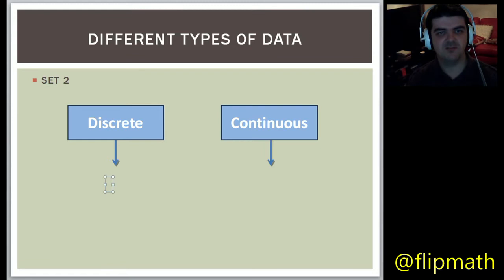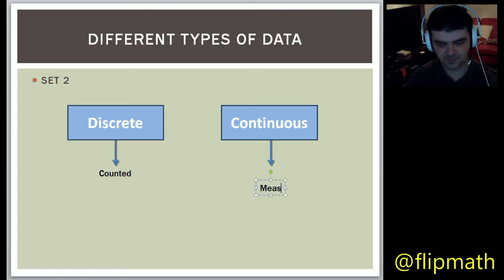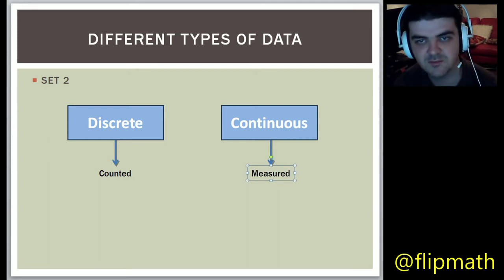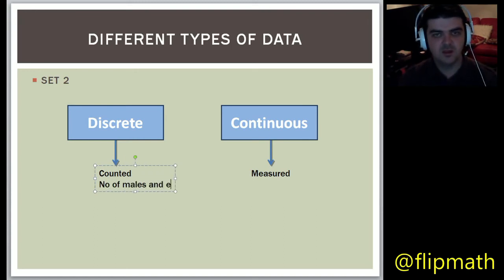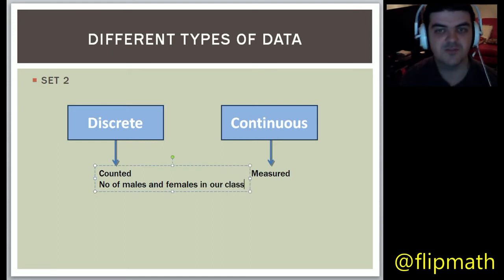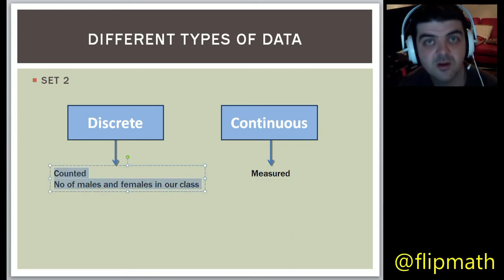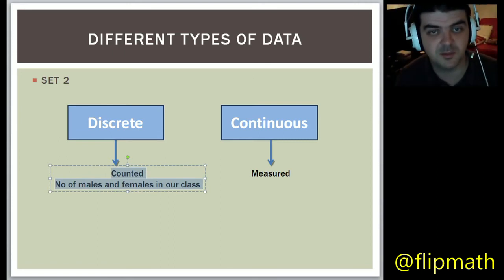Discrete and continuous. Very often confused with each other, but actually fairly straightforward. Discrete data is counted, and continuous data is measured. Now, we'll do some exercises in this in class to make sure people don't get confused about it, but an example would be if I was trying to work out how many males and how many females are in our class. So all I have to do is count how many there are. There'd be so many males and so many females. And that's how I would do it. That would be discrete data.